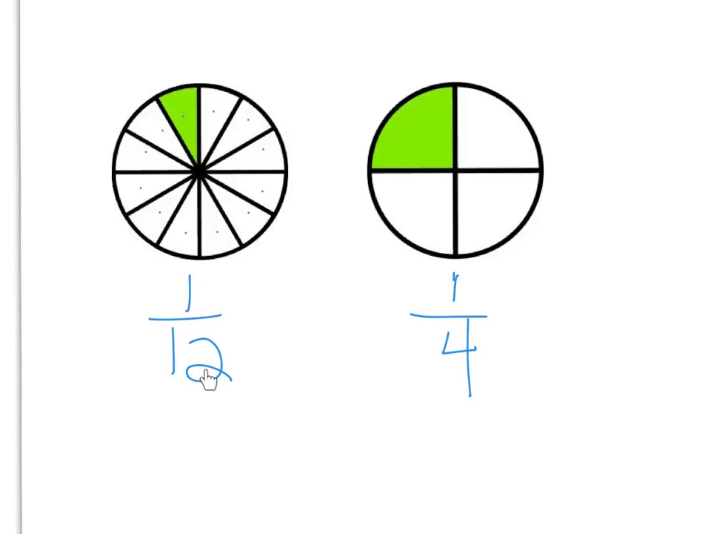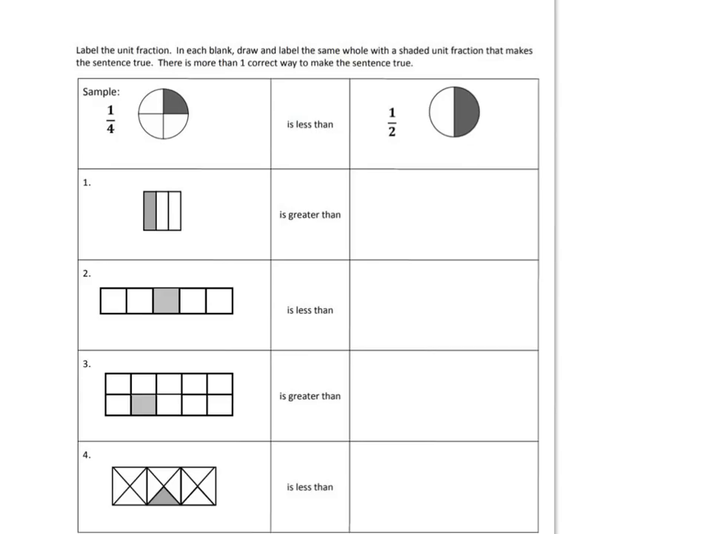That goes with the rule. The larger the denominator or bottom number, the smaller the fraction piece. The smaller the denominator or bottom number, the larger the fraction piece. This is opposite of everything we know. Keep that rule in mind when we work with fractions. It's very important. Let's move on to the problem set.